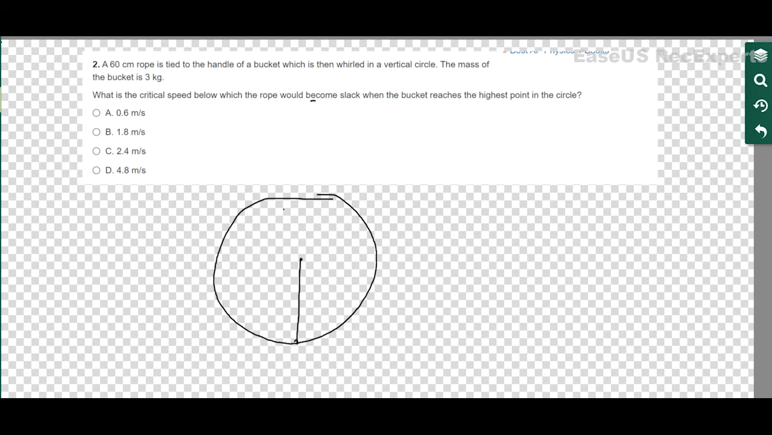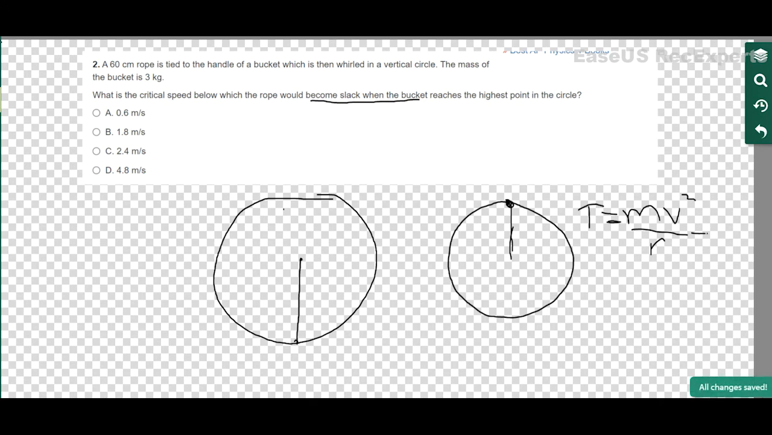So when they say become slack, they're asking about when the motion gets to its highest point up here, and we want the tension to be equal to 0. So in this case, our tension is equal to mv squared over r minus mg, because your mg is pushing down, right?